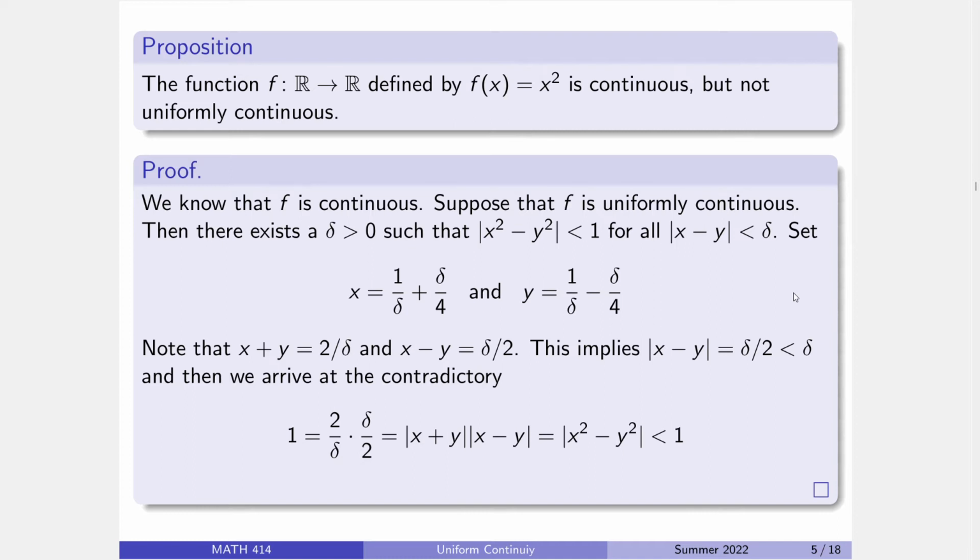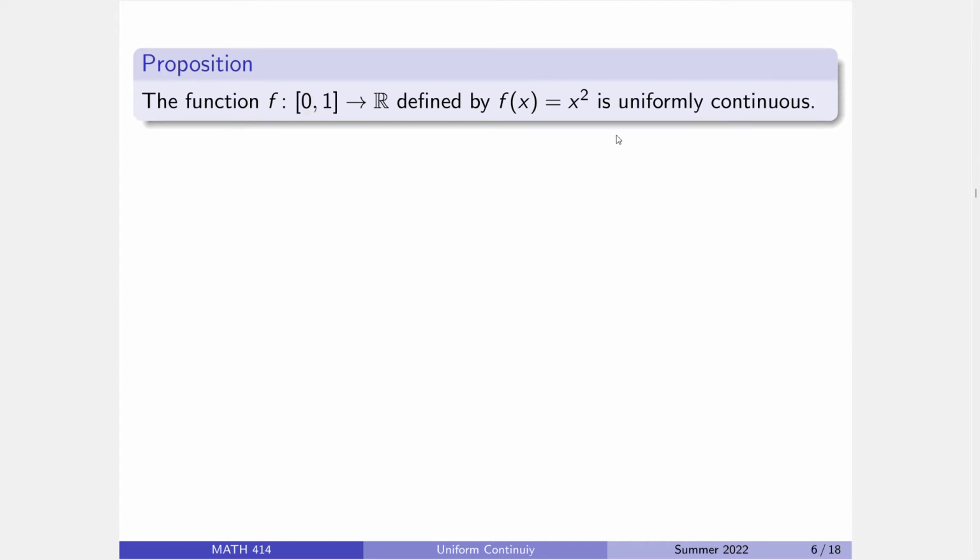Alright, so now we have two examples of continuous functions that fail to have the uniform continuity property. One of them, maybe not the most unexpected thing. One of them, maybe a little unexpected. Yeah, x squared feels like it should be behaving. But it turns out that x squared doesn't always misbehave.